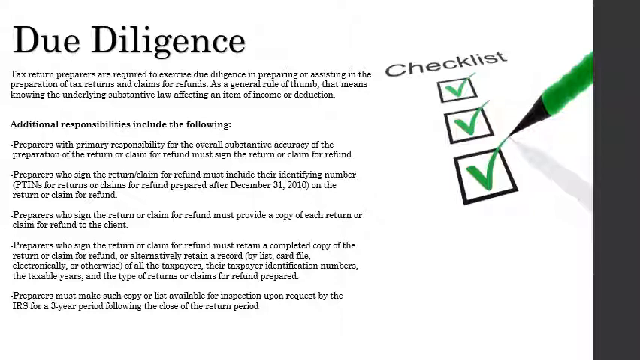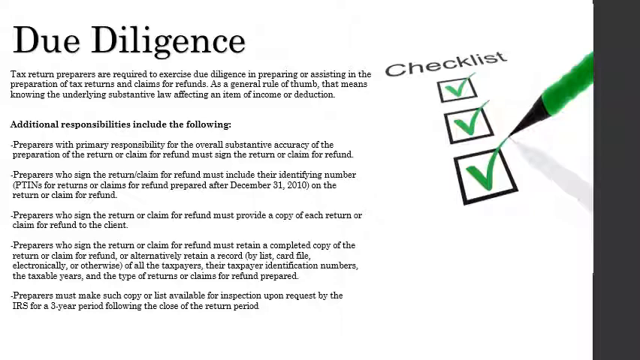Preparers who sign the return or claim for refund must include their identifying number, PTINs, for returns or claims for refund prepared after December 31, 2010, on the return or claim for refund. Preparers who sign the return or claim for refund must provide a copy of each return or claim for refund to the client.